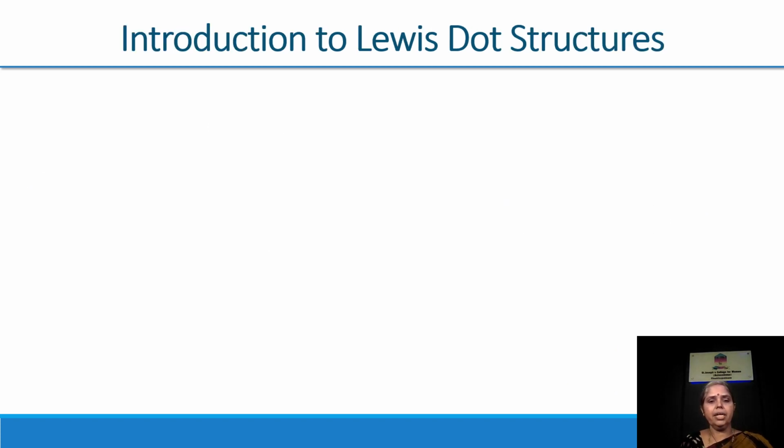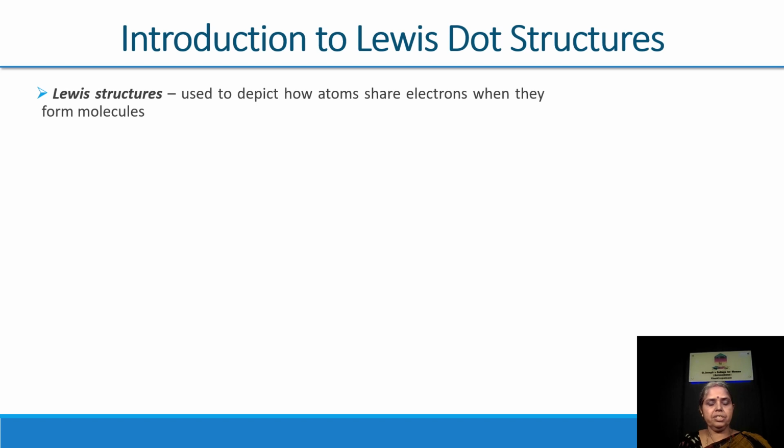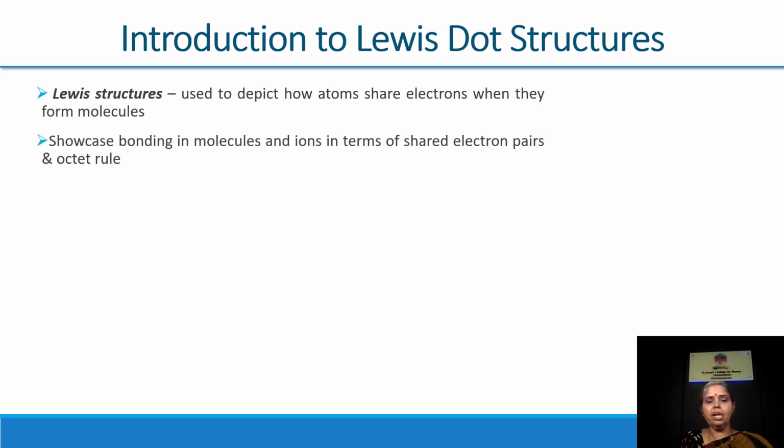Now, let us learn about the Lewis dot structures. Lewis structures are used to depict how atoms share electrons when they form molecules. That is, how are the electrons shared between the bonded atoms when they form molecules. We know very well that it is the valence shell and the electrons in the valence shell that are involved in the bonding process. So, how these valence electrons are distributed around the atoms in the molecule is what you are trying to depict through the Lewis structures.